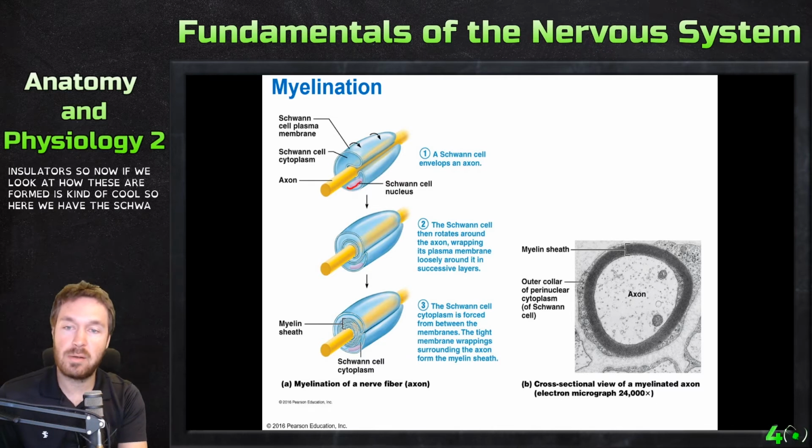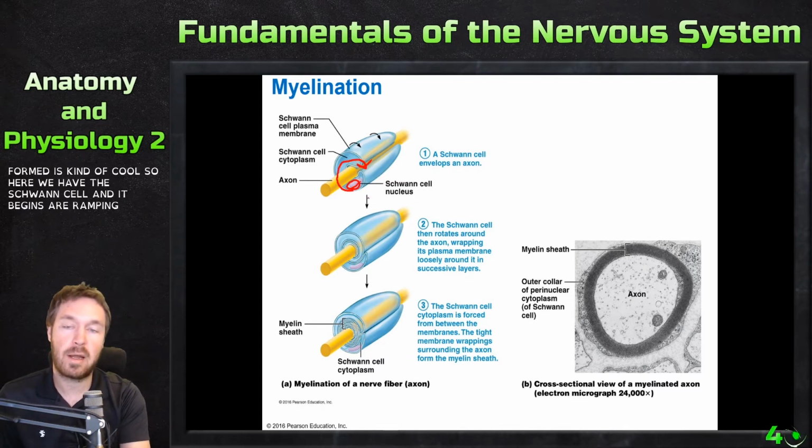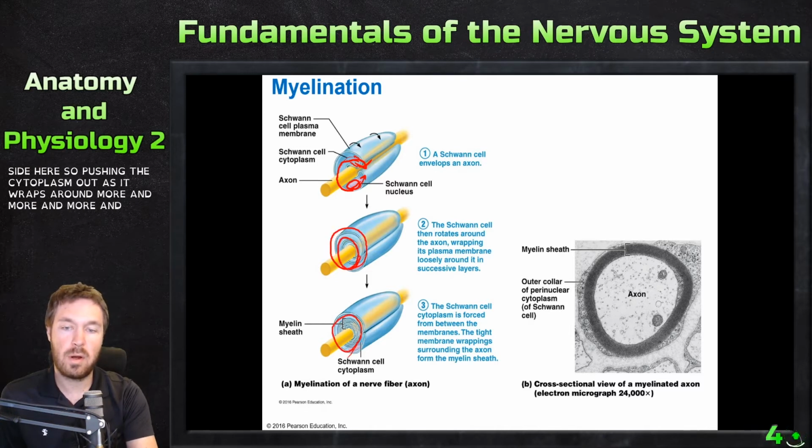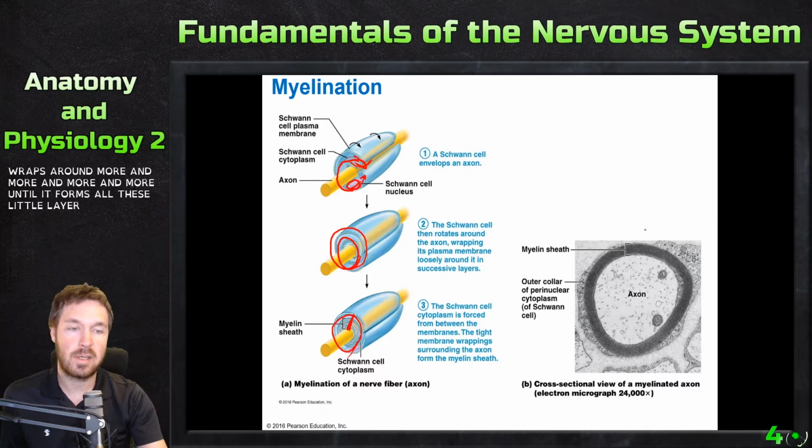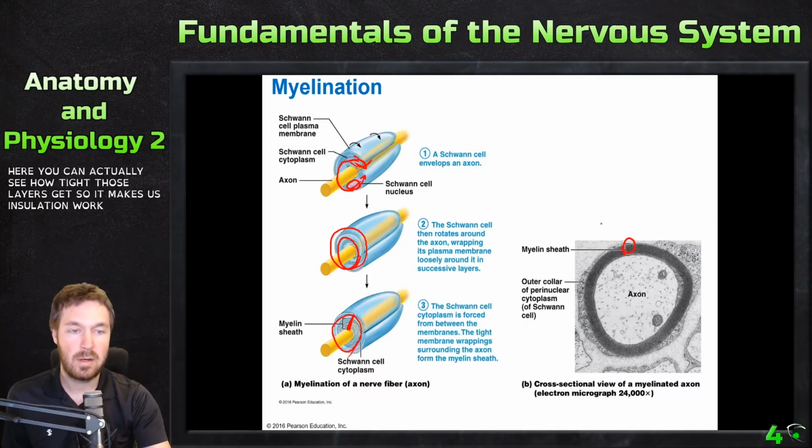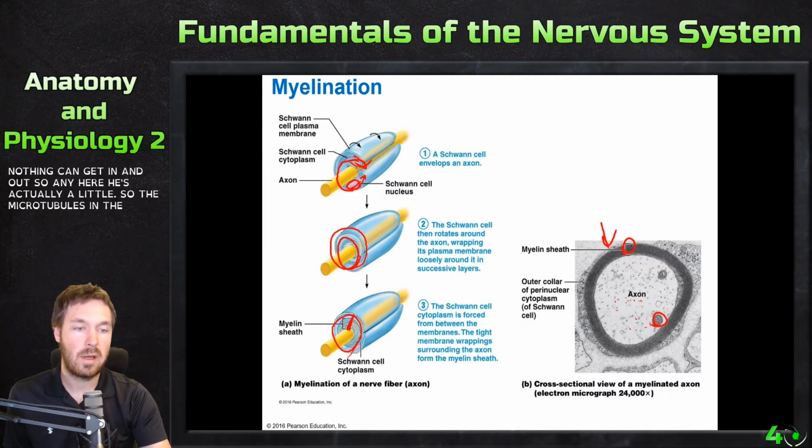So now if we look at how these are formed, it's kind of cool. Here we have the Schwann cell, and it begins wrapping around, and it continues pushing the cytoplasm. These little actin filaments here are continuously pushing, and it begins wrapping around. It's also pushing from this side here, pushing the cytoplasm out as it wraps around more and more until it forms all these little layers here. And here you can actually see how tight those layers get. So it makes this insulation where nothing can get in and out. Here you can actually see, the little dots are the microtubules, and this is a cross-section of a mitochondria as well, which is kind of cool.